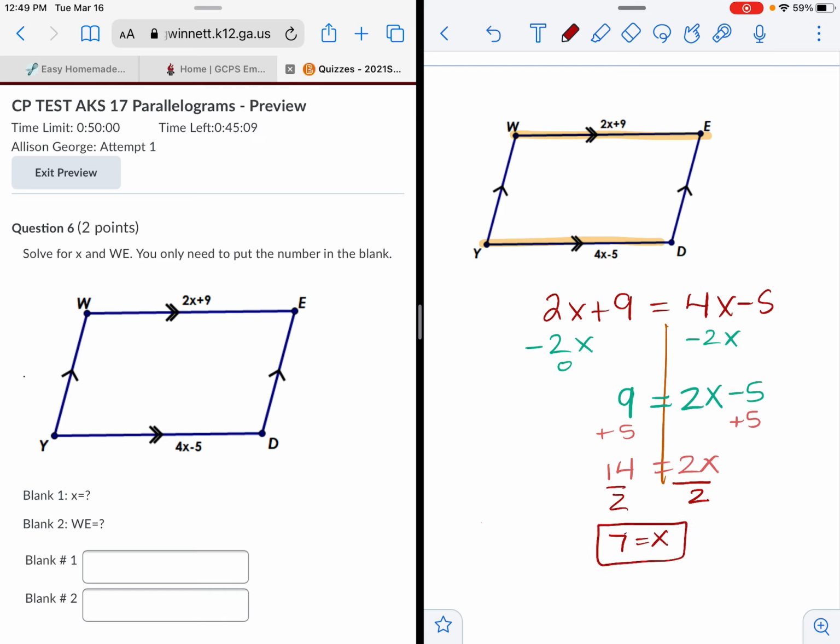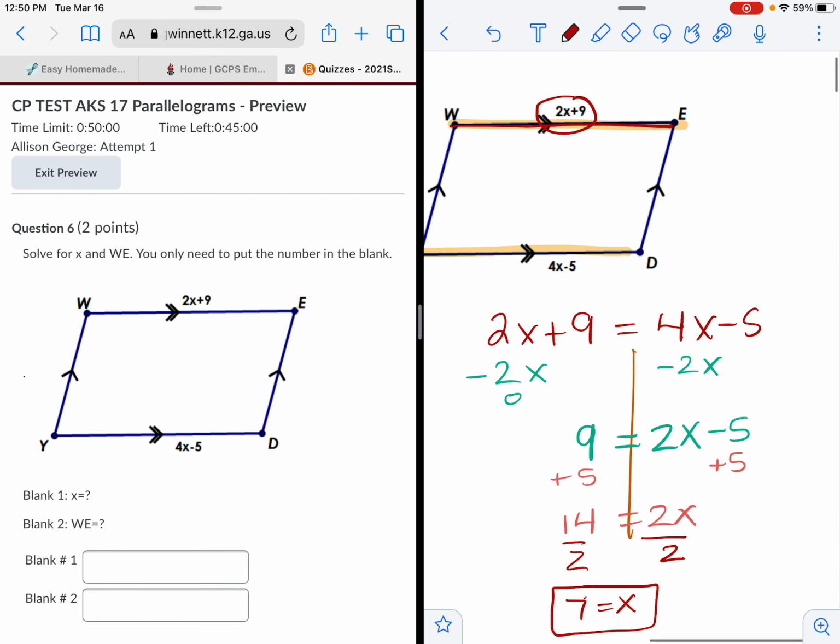All right, so we have found x. Now we want to find side WE. WE is this side here, which is represented by this expression. So to find it, I'm going to take the expression 2x plus 9, and now I'm plugging in 7 for x. So see, I've just replaced x with 7, and I'm going to simplify to find the length. So 2 times 7 is 14. 14 plus 9 is 23. So WE is 23.